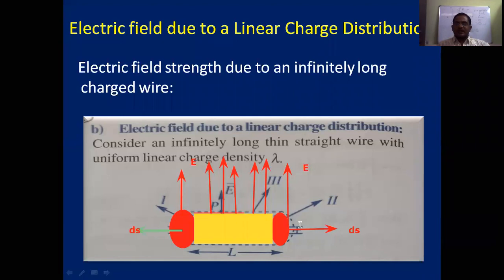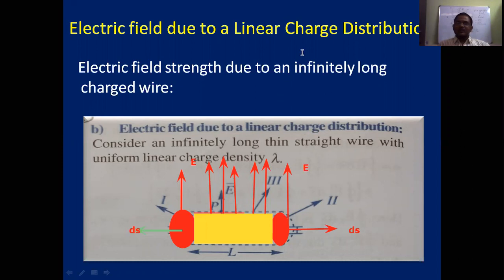Angle between ds bar and E bar, how much, sir? 90 degrees. Then E bar dot ds bar how much? E ds cos 90, that equals 0. That means electric flux through region 2 is also 0. Then no electric lines of force will pass in the right side direction, and none in the left side direction. Only the lines of force will move through the curved surface, perpendicular to the surface in all directions. Therefore, the net flux is given by the flux through region 3 only.